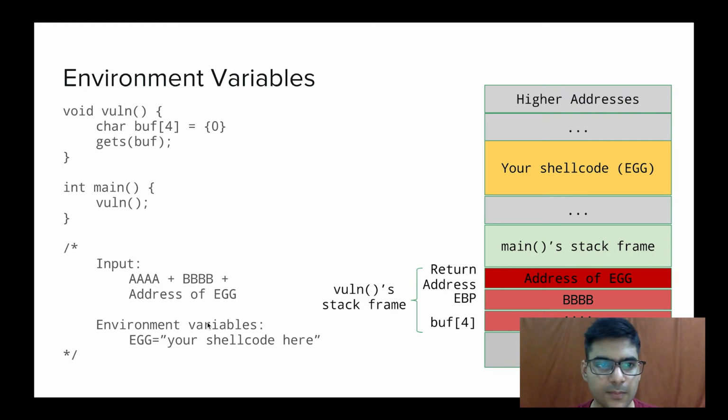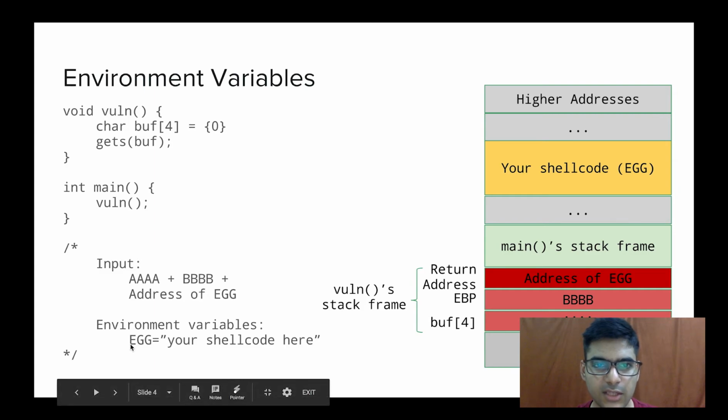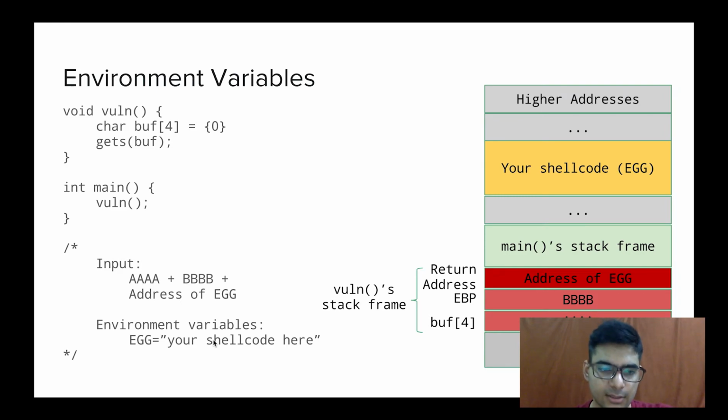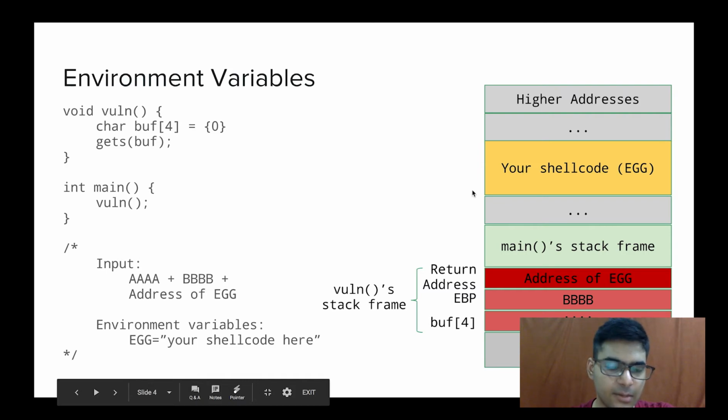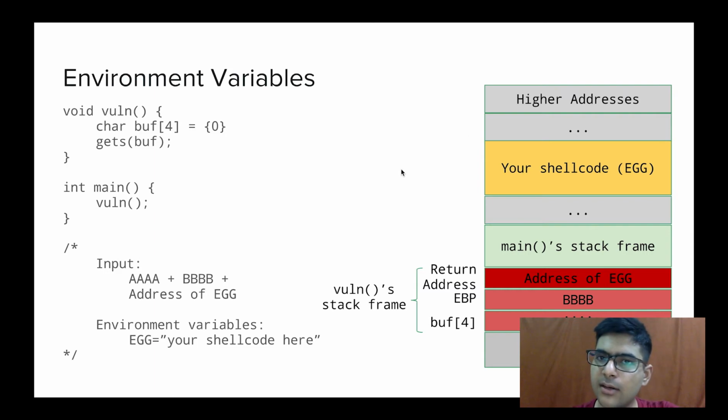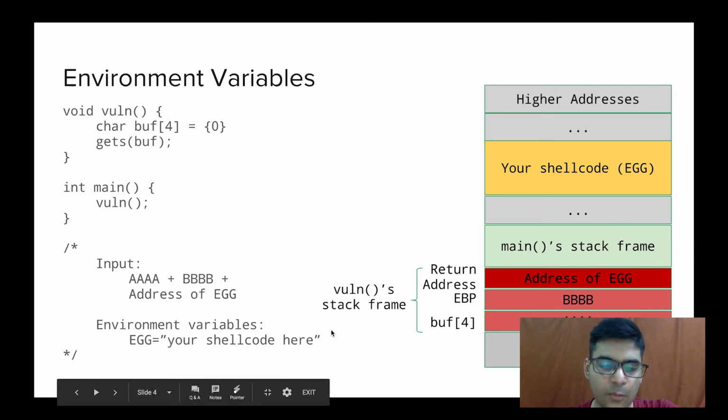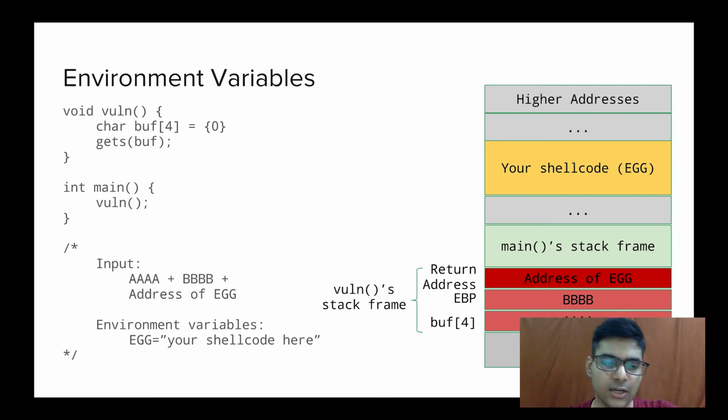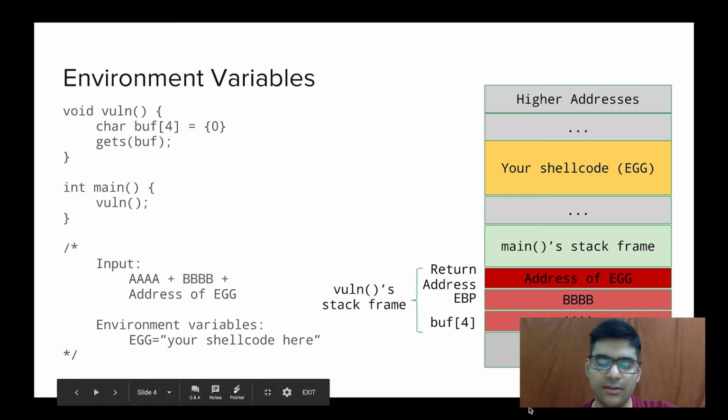The next way is using environment variables. Before running the program, you set an environment variable, and here they called it egg. You can call it anything. You set the value of egg, and you pass your shellcode here. It can be very long or whatever.